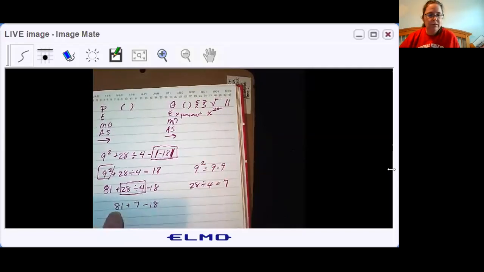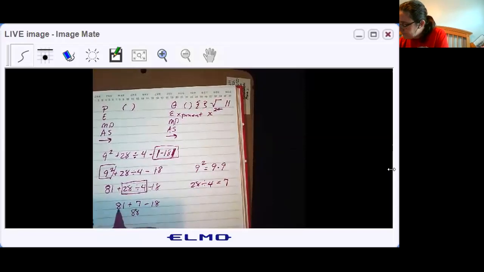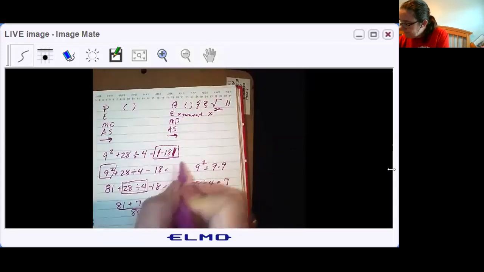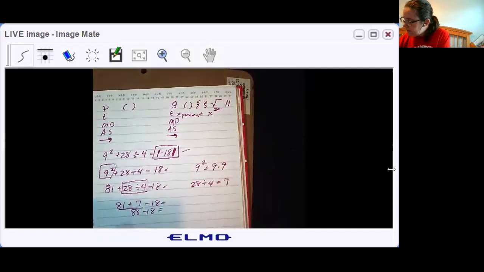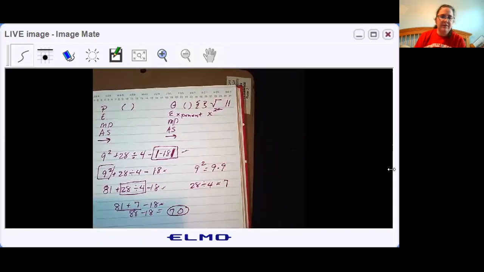At this point, do I have any groupings? No. Do I have any exponents? No. Do I have any more multiplying or dividing? No. At this point, it's just straight up adding and subtracting. 81 plus 7 is 88. 88 minus 18. Okay, let's see. 88 minus 18, 8 minus 8 is 0. 8 minus 1 is 7. So my final answer is 70.